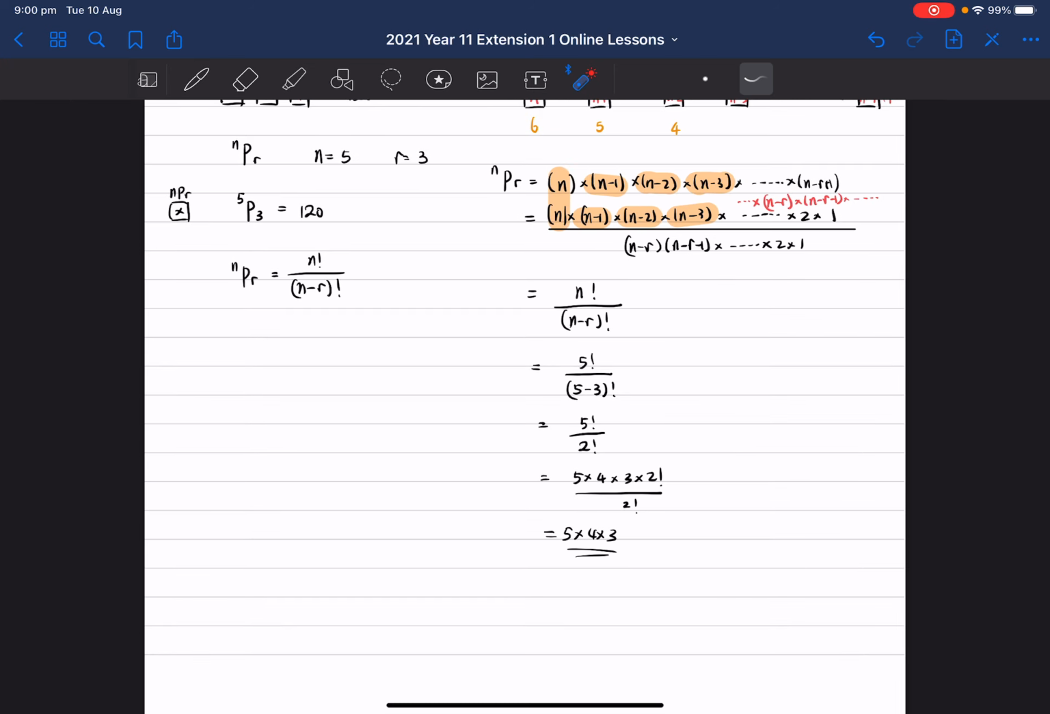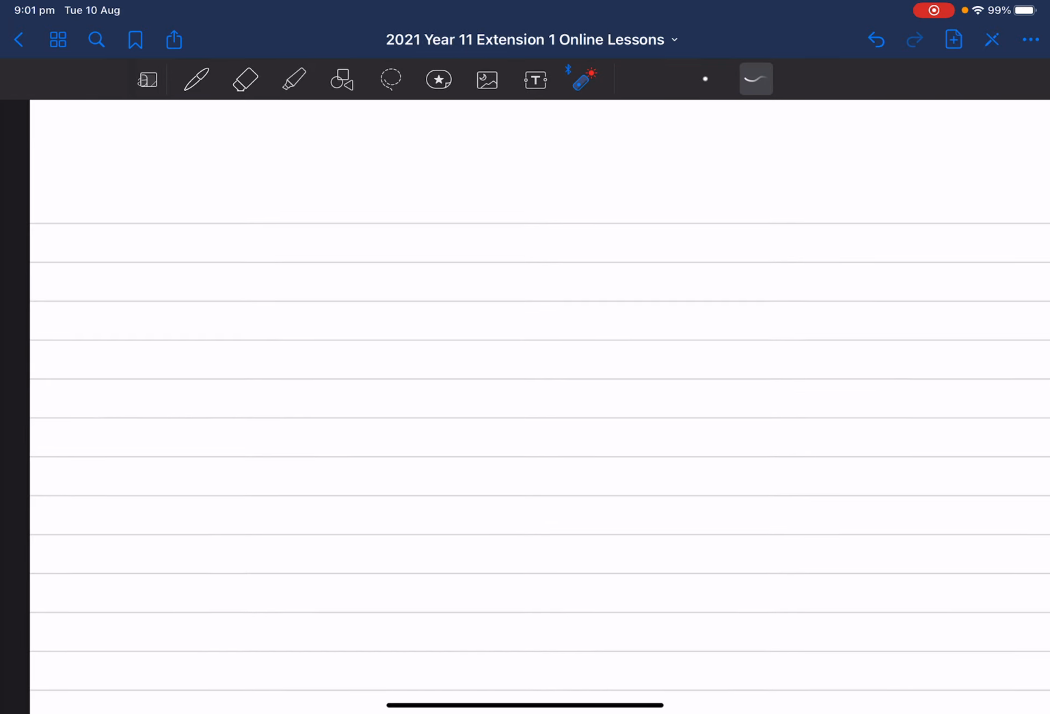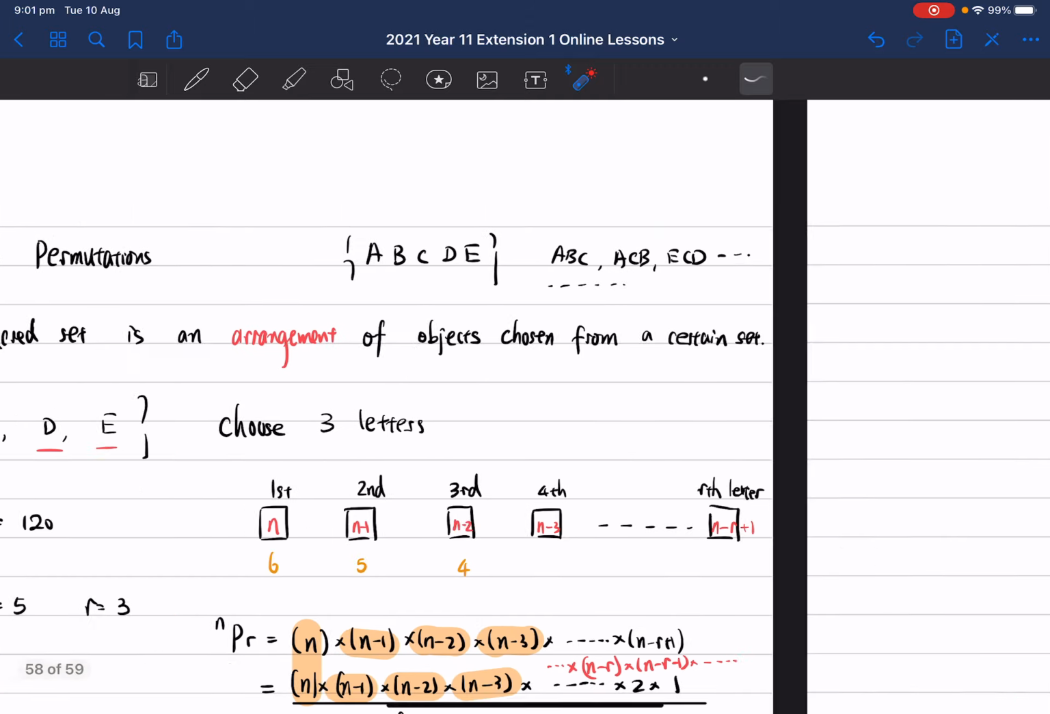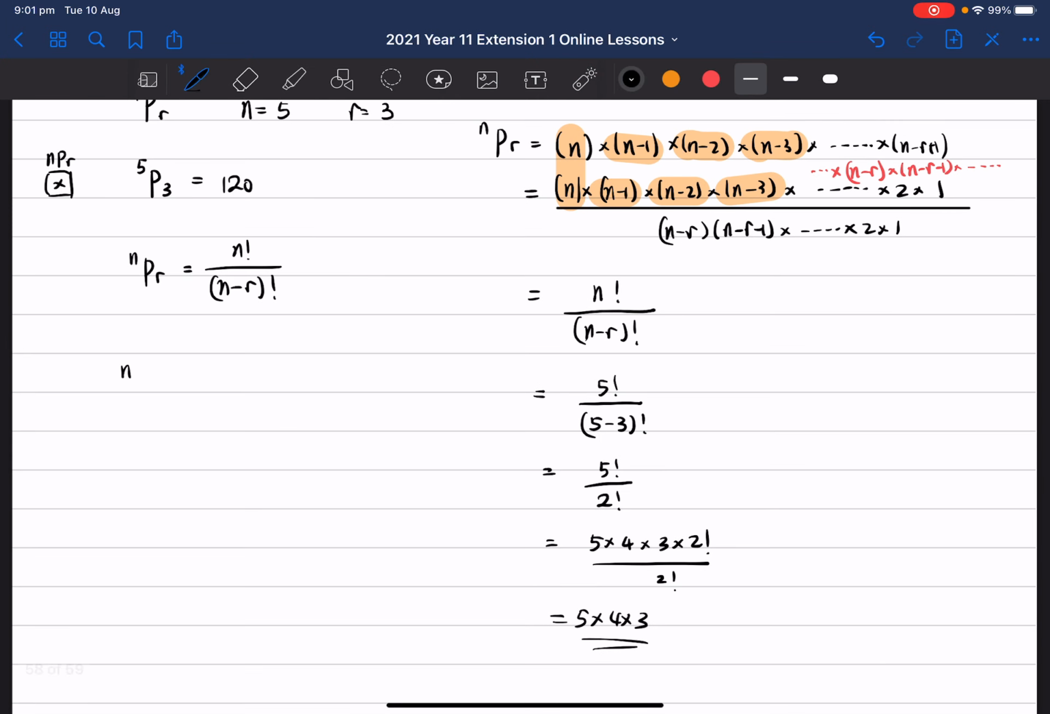Now, let's move on to some questions. I'm going to start with the case where there are no restrictions, so they don't provide you any restriction. But before we do that, we also need to talk about a permutation of a set. So back to this. We've been talking about nPr, but what is nPn? What does nPn mean? nPn means the permutation of an entire set. This is very similar to the previous lesson here.